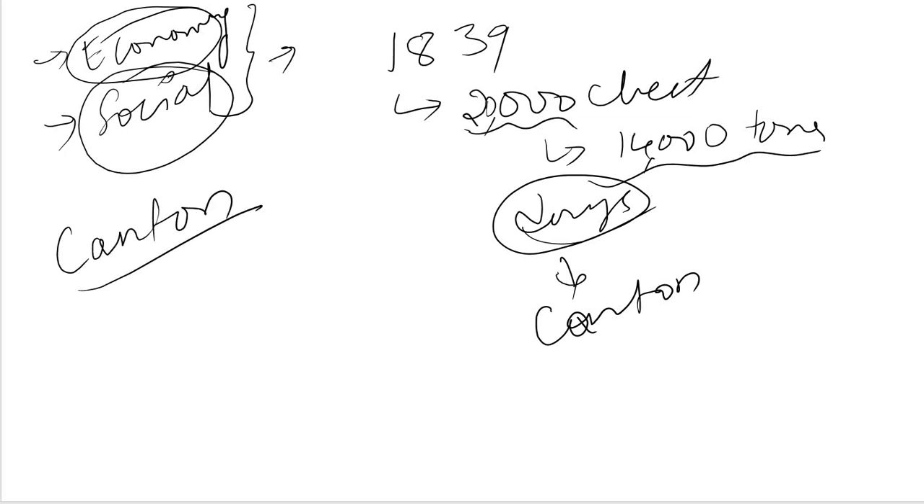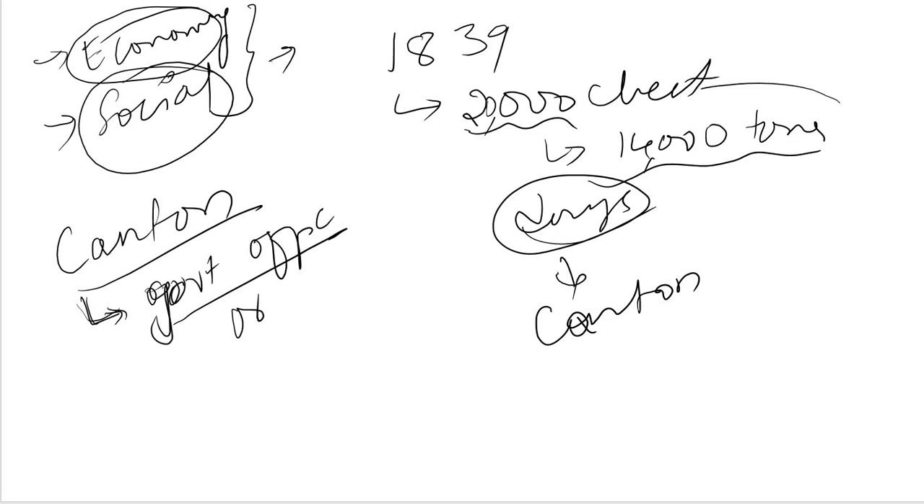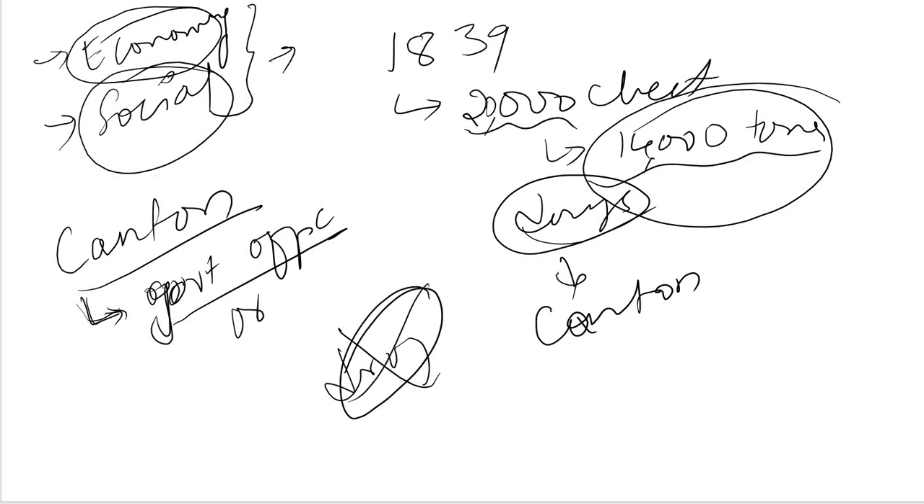You can just look into the dictionary, but I'll explain it. Canton is a government office. In other words, I can define it as a subdivision of a country established for political or administrative purposes, or a local government area. So it's a government office. In the government offices itself, these 14,000 tons of drugs were being kept, and the Chinese government destroyed that drug.